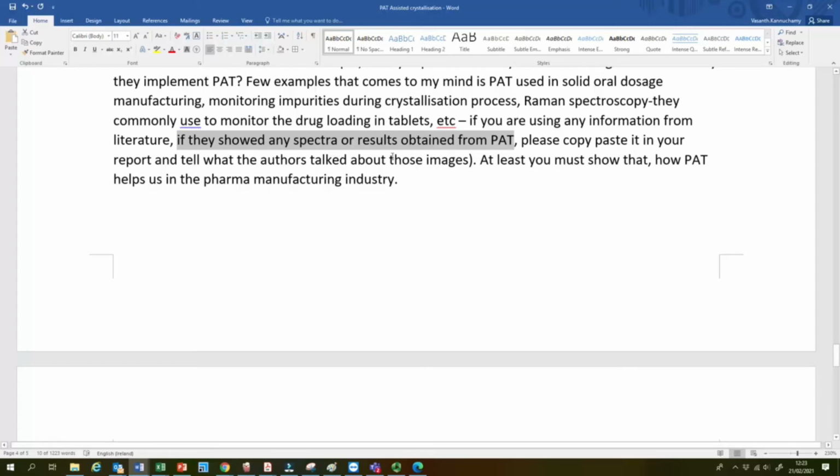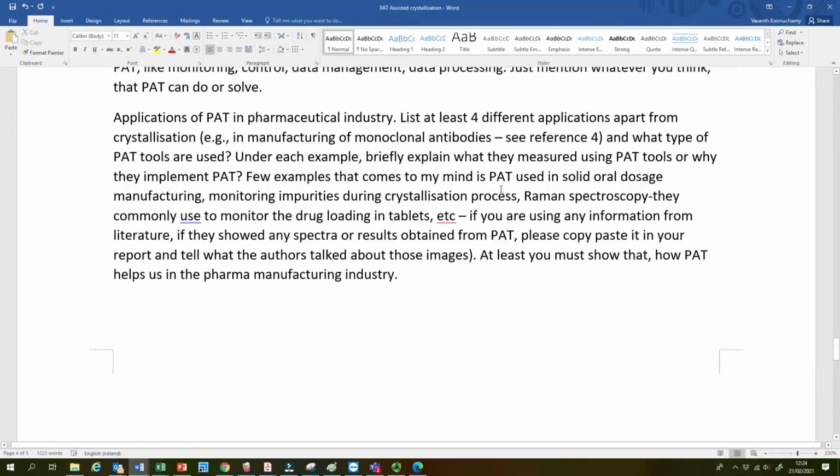If you take some images from literature, say you're talking about monitoring impurities using FTIR, then obviously you can copy and paste those images and say, okay, these are the images studied by these authors, and they monitored this particular impurity, and that's how the spectra look. So it's up to you. There is no limit for the number of images that you need to paste.